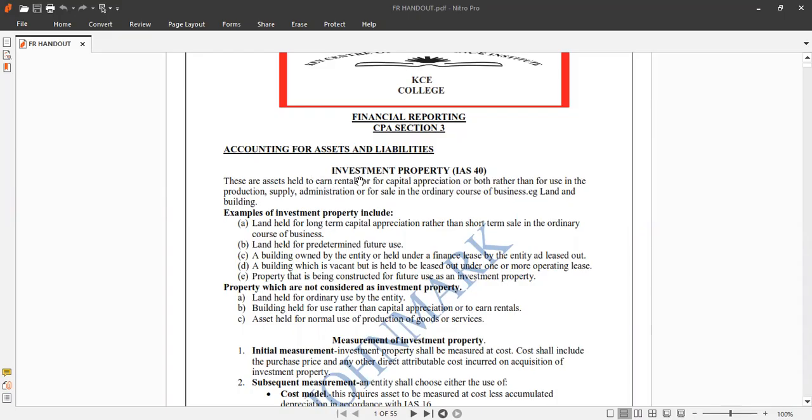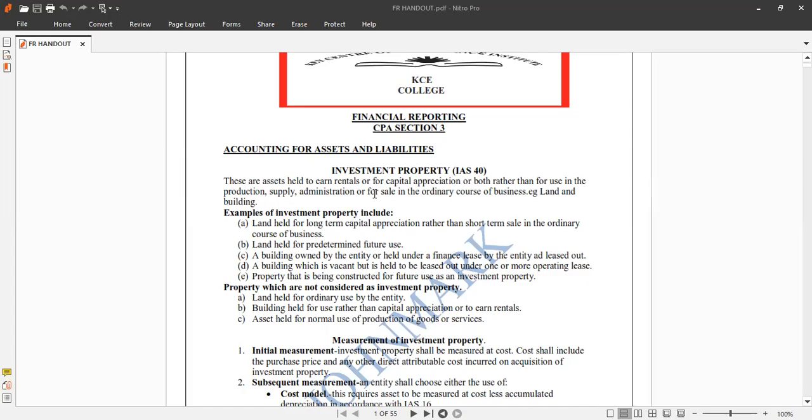These are assets held to earn rentals or for capital appreciation, or for both, rather than used in the production or in the normal day-to-day operation. That's what we call an investment property. If you buy a land, you're not using that land in day-to-day operation. You're just holding that land for capital appreciation. You're waiting for the value of that land to appreciate. So that's what we call an investment property.